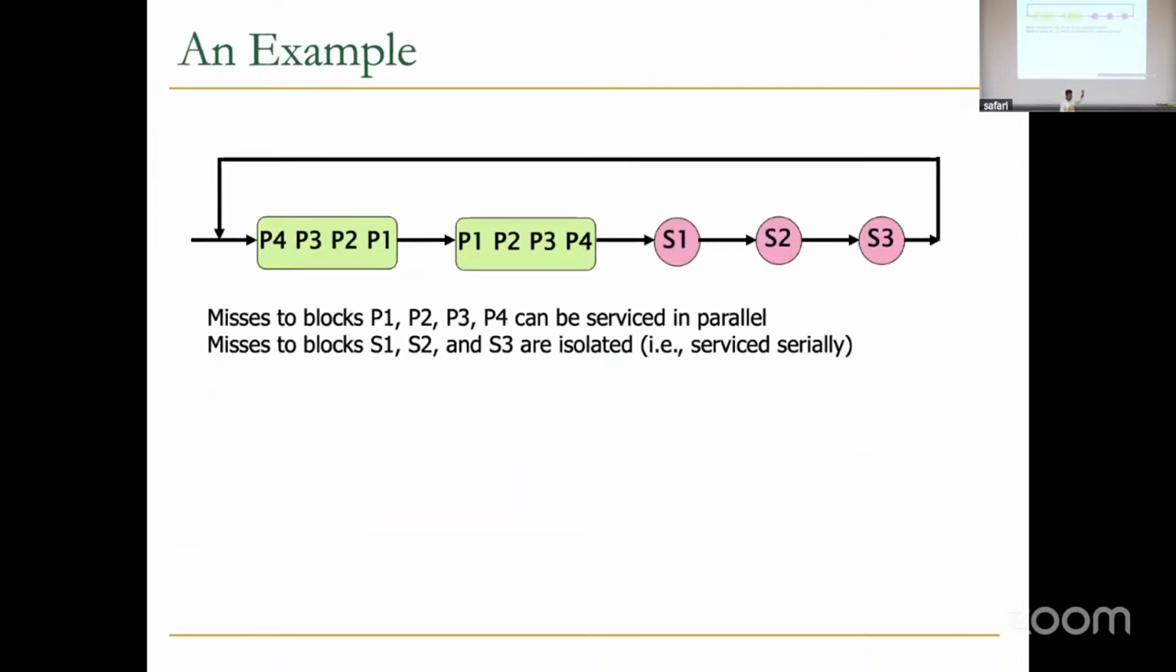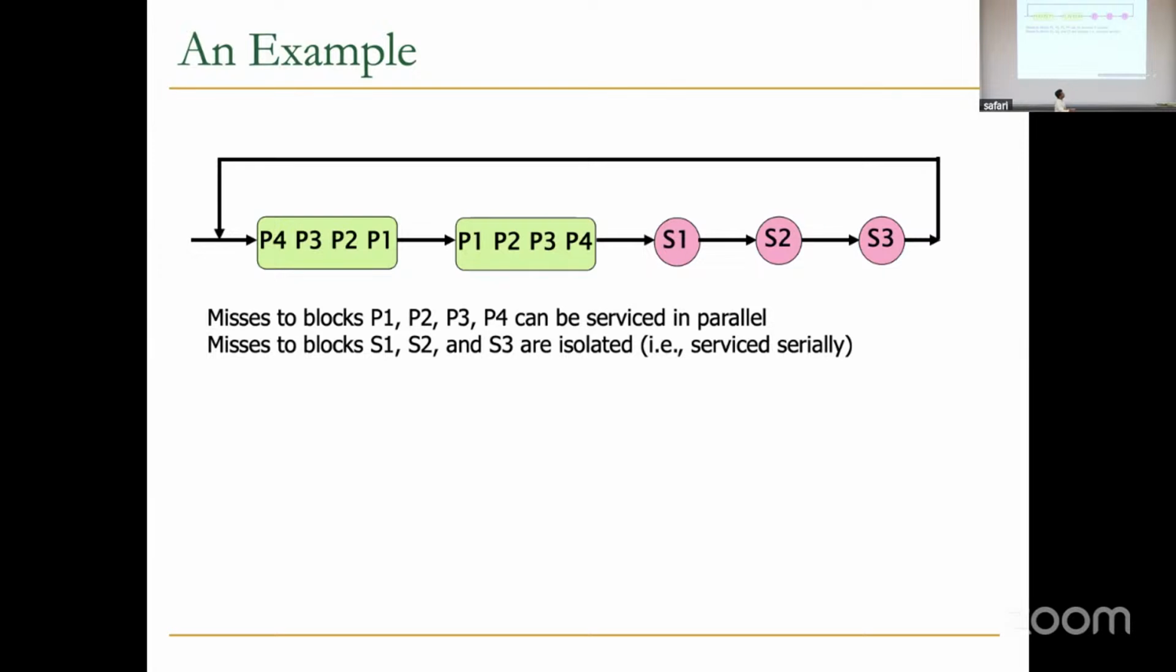Here I'm showing one example, and it's a very beautiful example. Think of it this way: you have two classes of memory accesses going on. P4, P3, P2, and P1 are memory accesses going in parallel, so I'm calling it the P series. Then you have some memory accesses called S1, S2, and S3, which are completely serialized with respect to each other.